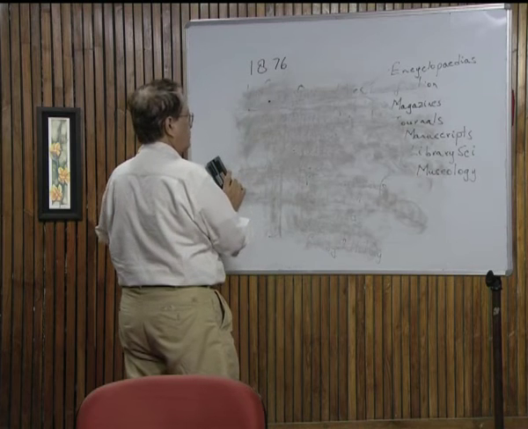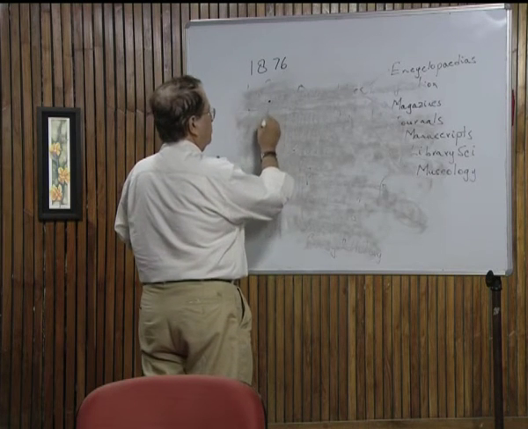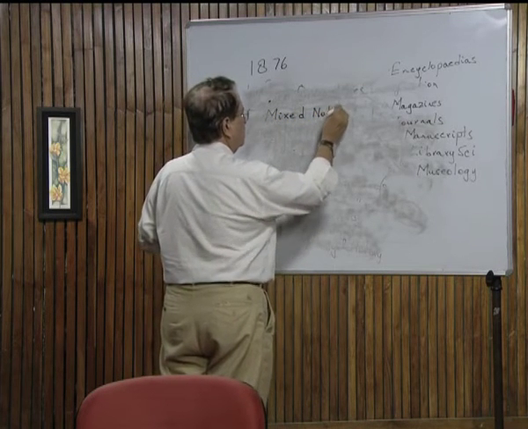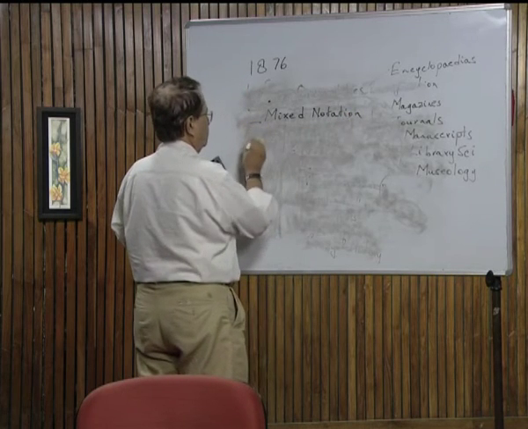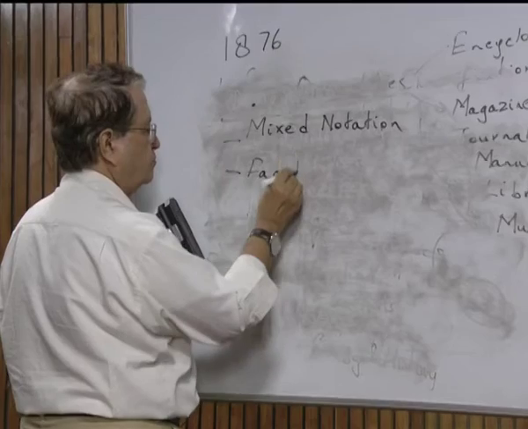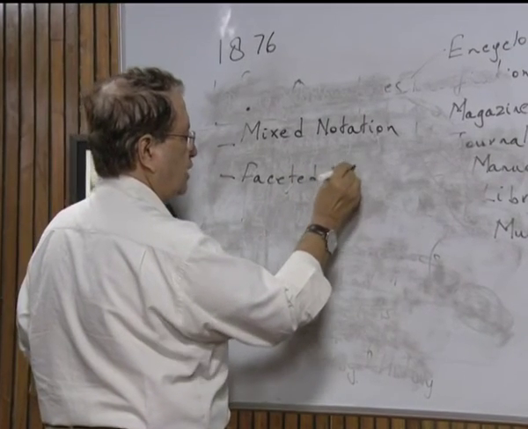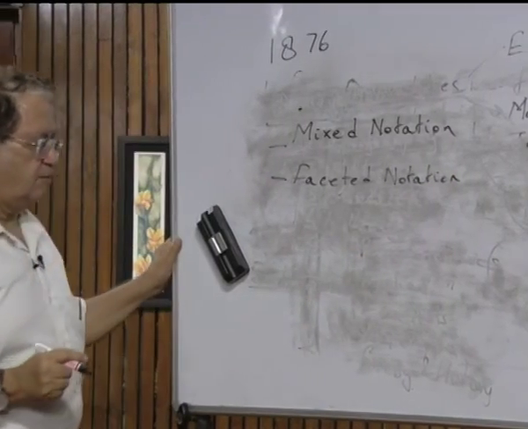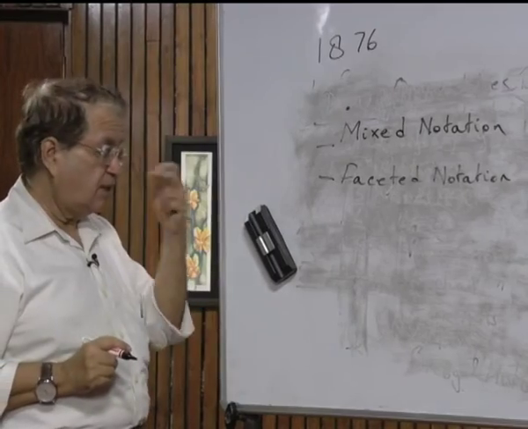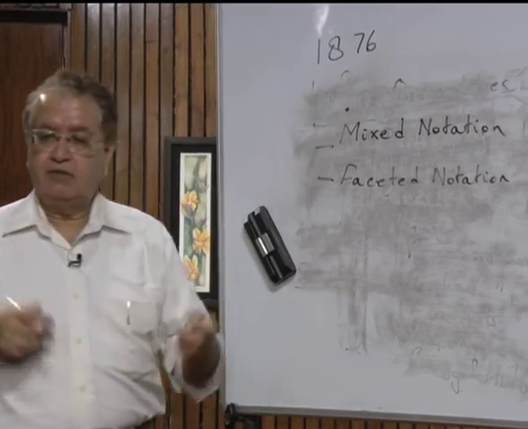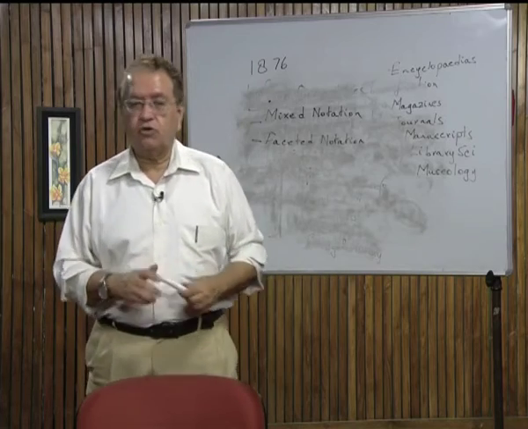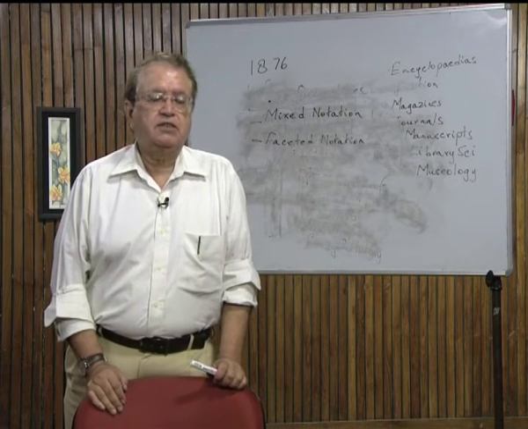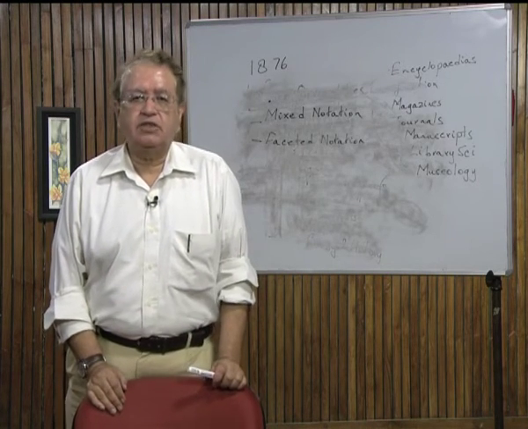Dr. S. R. Ranganathan came up with the idea of what he used to call mixed notation and faceted notation. By the time that Ranganathan became an active librarian, he was, by the way, a professor of mathematics at Madras University, Presidency College, Madras University. He realized that the universe of subjects or knowledge has grown so complex that a simple sequence of Indo-Arabic numerals is not going to give us much leeway as far as developments in the subjects are concerned.